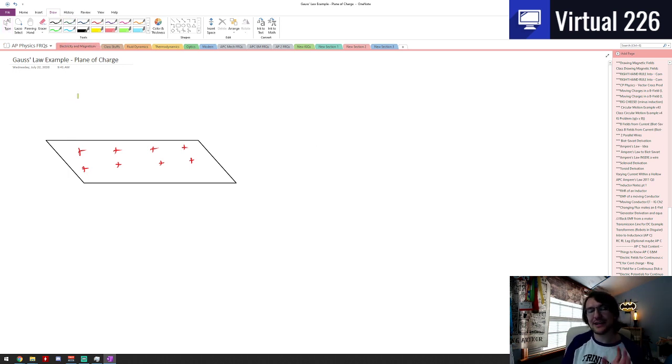Okay, we're looking at another Gauss's law example, but this time we're changing it up so that we're going to look at a plane of charge. So this is actually an infinite plane of charge. Well, it's a bad infinite symbol. Let's make that a little better. There we go. So we've got an infinite plane of charge here. So it stretches off in all directions, and it has some positive charge distribution on it.